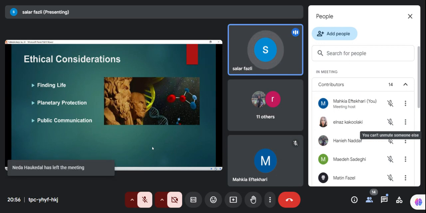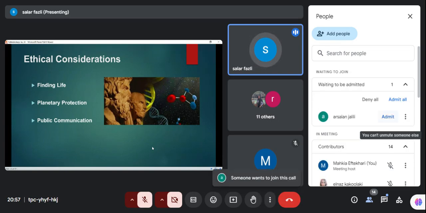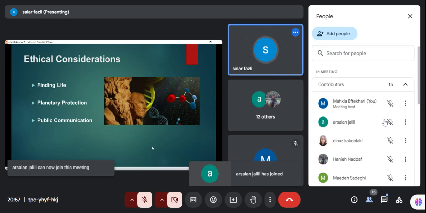As we explore the cosmos in search of extraterrestrial life, we must consider the ethical implications of our actions. One of them is finding life. If we discover extraterrestrial life, how should we respond? This question raises ethical considerations about the potential impacts on both the discovered life and our own civilization. Should we attempt to communicate, or would that pose risk to both parties?